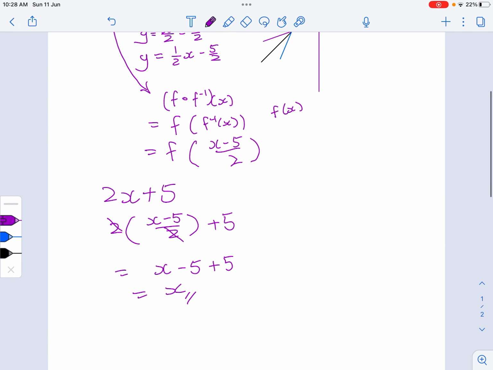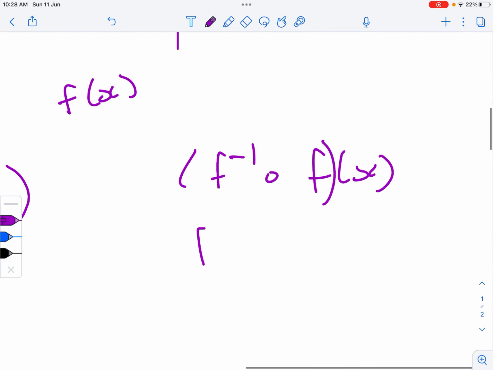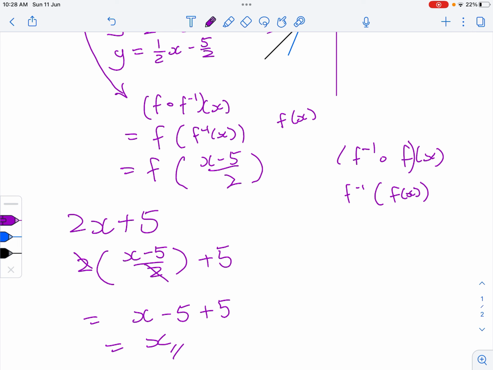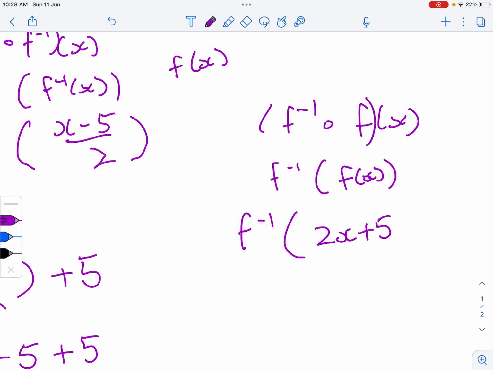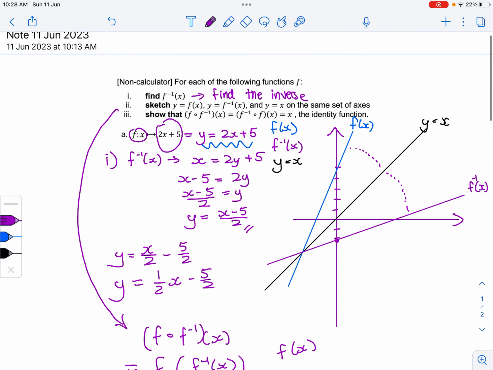Now let's try doing the other one. We finished doing this one. Now let's do f inverse of f of x. Here again, this is the same thing as f inverse of f of x. This time you can see that it's different. Instead, the inside is the normal function, f of x. So let's plug that in. First, we know that f of x is 2x plus 5. You can double check that by going up there. It says it is 2x plus 5.